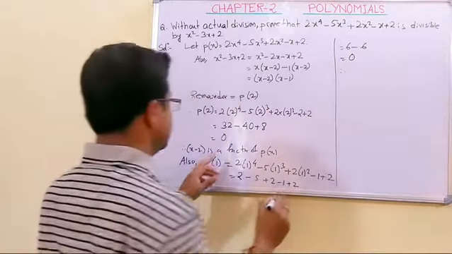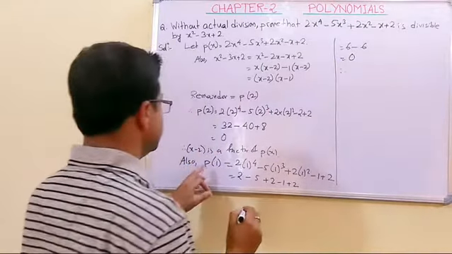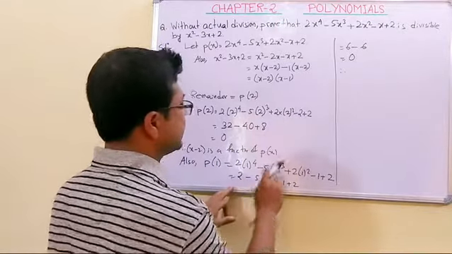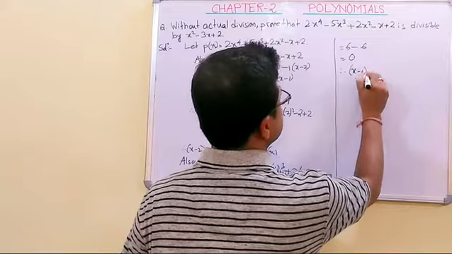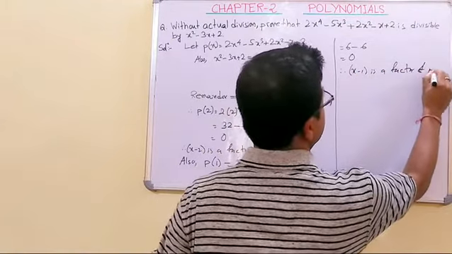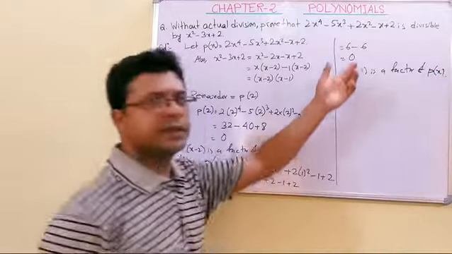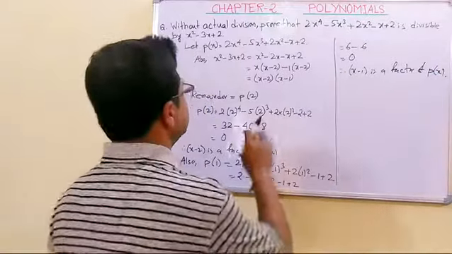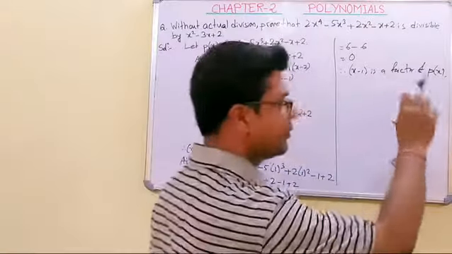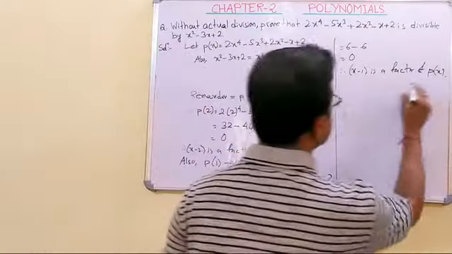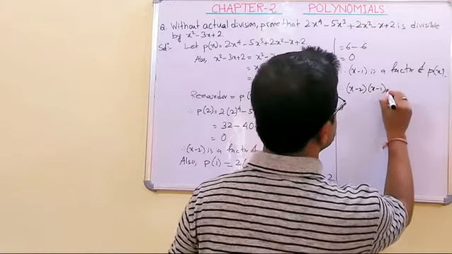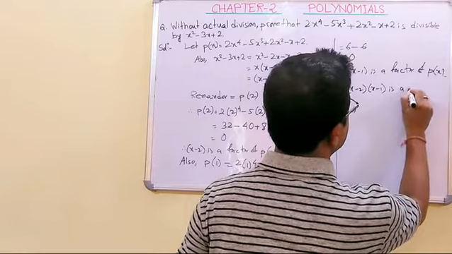So from this we get that x minus 1 is a factor of p(x). How can we say this? Because the remainder is 0. Here we have proved that x minus 2 is a factor, and x minus 1 is also a factor. So their product is also a factor of p(x). Therefore, x minus 2 into x minus 1 is a factor of p(x).